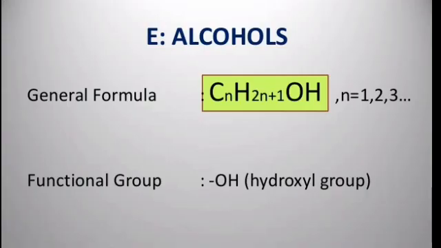Alcohols. When one hydrogen atom is replaced with a hydroxyl group, such a compound is known as alcohol. They have a general formula of CnH2n+1OH, where n starts from 1, and their functional group is OH, that is known as hydroxyl group.